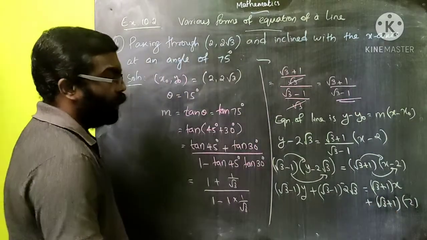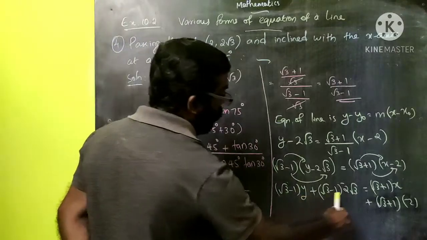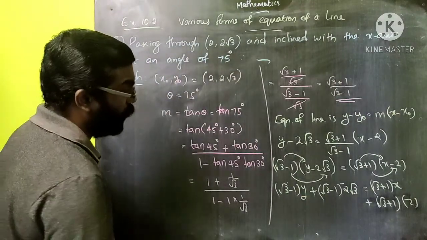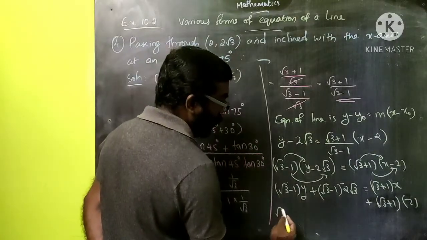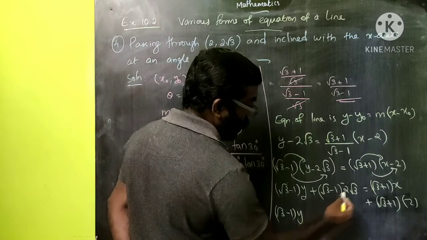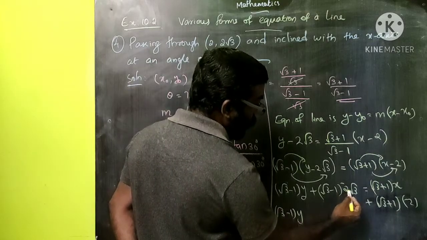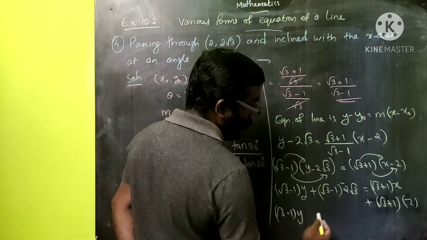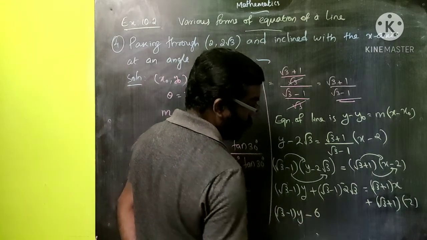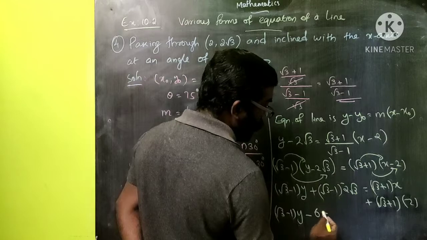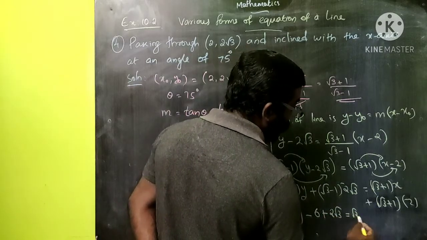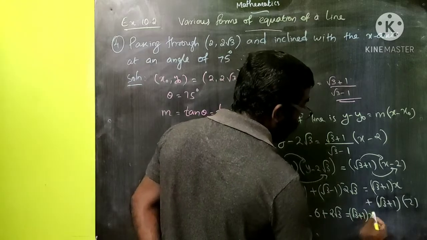Here no need to remove this bracket, but here we can remove the bracket. So first one we can write as it is, (root 3 minus 1) into y. Then here we can multiply minus 2 root 3 into root 3. Root 3 into root 3 is 3, 3 2s are 6, so minus 6. Minus into minus is plus, plus 2 root 3, which is equal to (root 3 plus 1) into x.